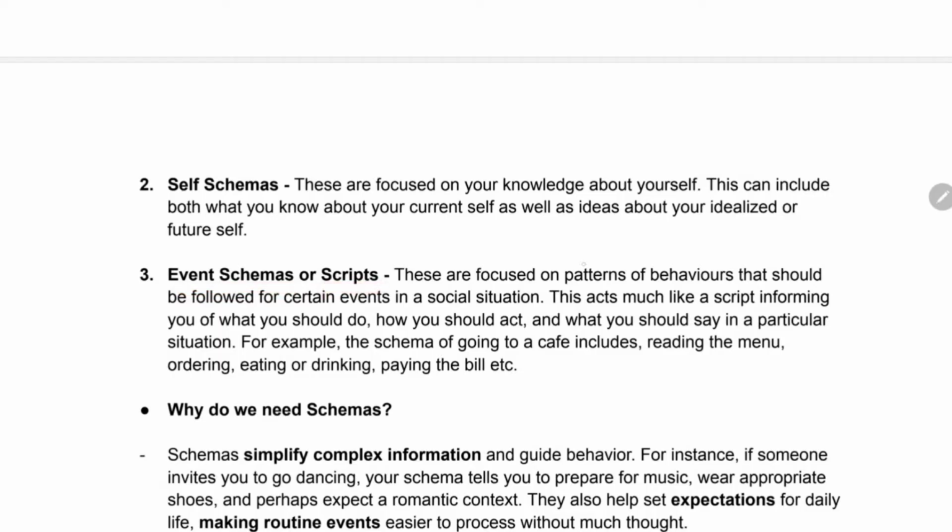These are focused on patterns of behavior that should be followed for certain events in a social situation. This acts like a script informing you what you should do, how you should act, and what you should say in a particular situation. For example, the schema of going to a cafe will include reading the menu, ordering, eating and drinking, paying the bill, etc.